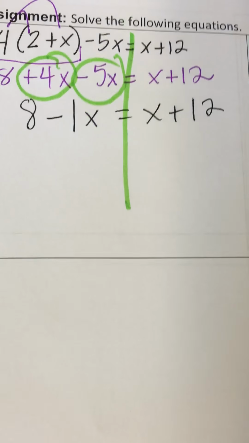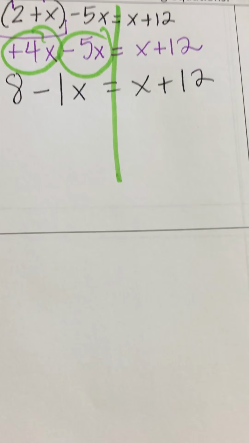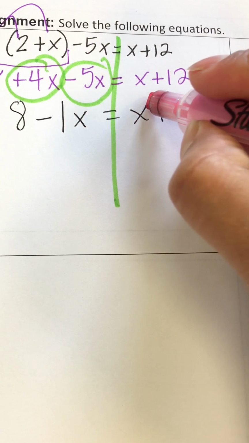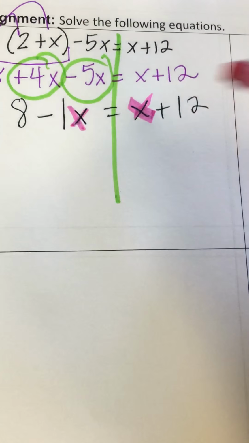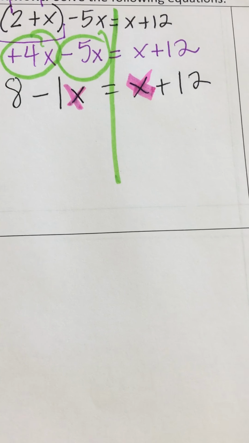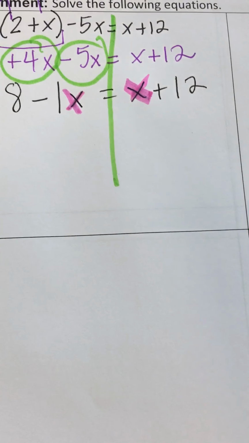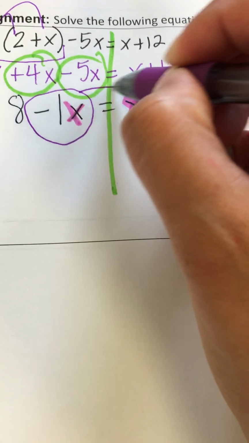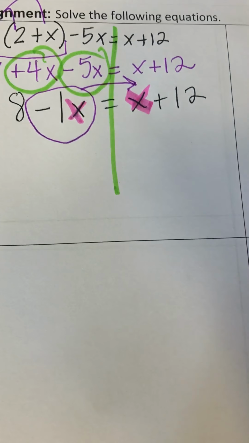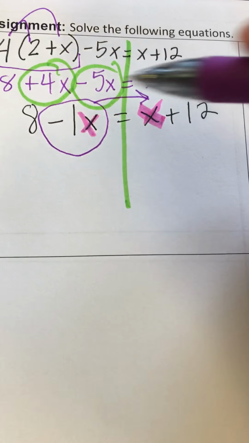So now I'm going to look at the whole thing again and see if there are variables that are not in the same team. So here I see this x right here and that one right there. And they're in different teams. So what I need to do next is put them in the same team. So I'm going to circle the one I want to move. I want to move this one. So I'm going to circle it and put an arrow to show that I'm going to move it to the other side so it's in the same team.